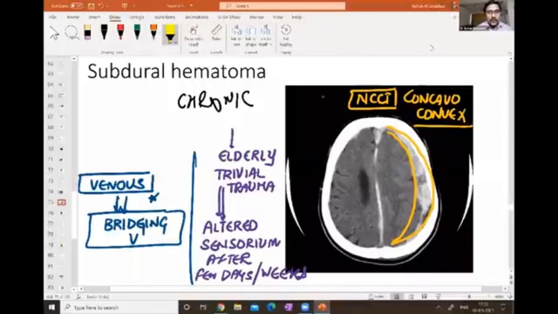Diffuse axonal injury: the patient is in a state of coma, GCS does not improve, but the CT is absolutely normal. These will be the key words which you need to look at.